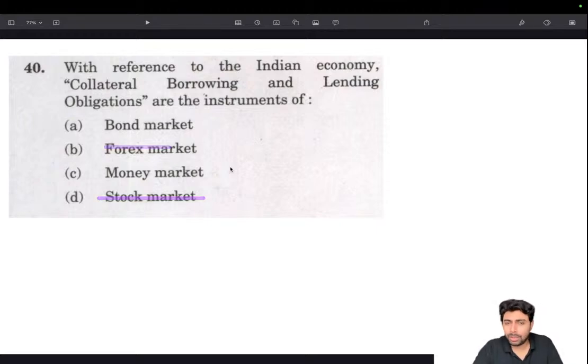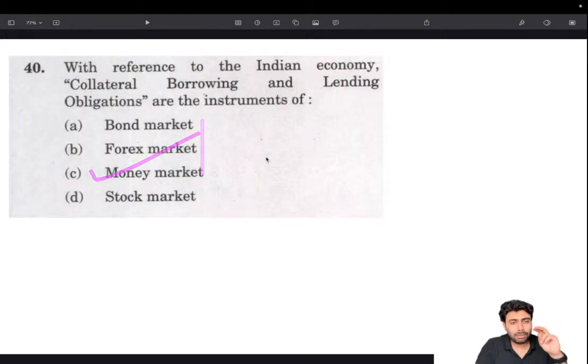And in order to move forward, you need to know the collateral borrowing and lending obligation. So where could this be happening? We are giving a collateral, and collateral borrowing. This is something that you always hear in repo and the standing deposit facility. That's one area where we come across this collateral borrowing. Standing deposit facility, repo operations, things like that, they are actually money market operations. So if you could arrive at these 50-50 and connect it to the repo and standing deposit facility keywords, you can arrive at the answer as money market.